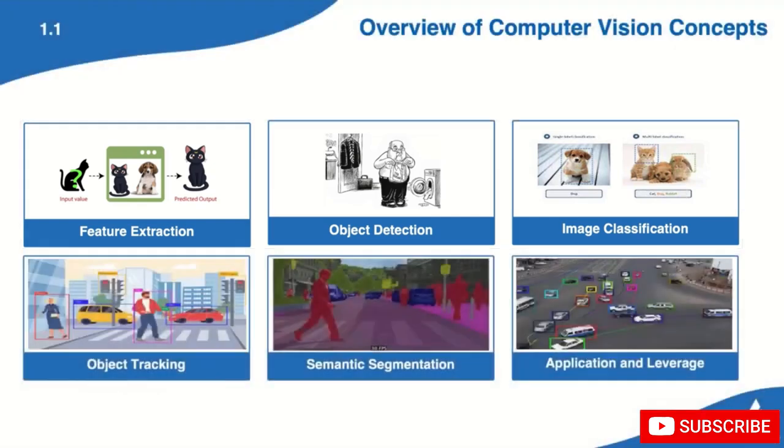Object tracking. This involves the ability to monitor and trace the movement of objects as they traverse through consecutive frames of the video.